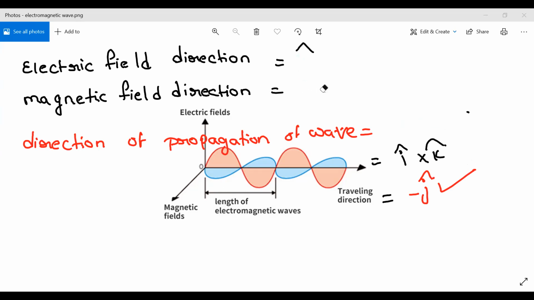So if I have the electric field direction as J and the magnetic field direction as minus K, what is the direction of propagation of the wave? Minus I cap. Very good.